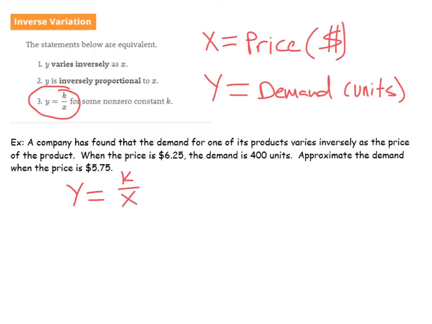Okay. We do have a point, right? They have evidence that if they price the item at $6.25, they're going to sell 400. The demand will be 400.